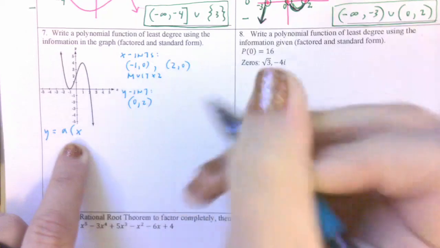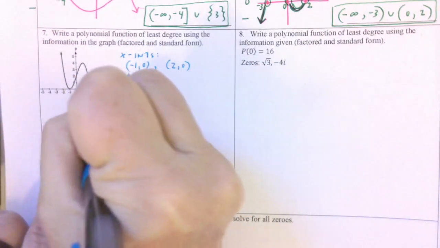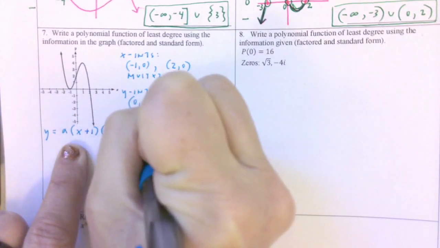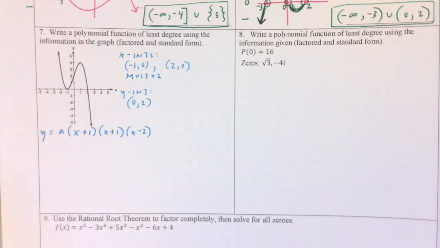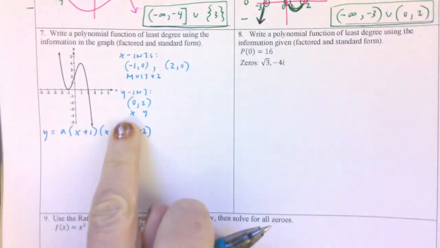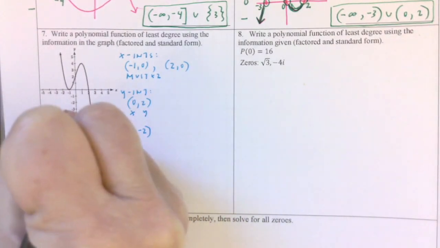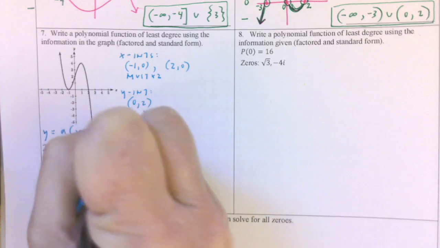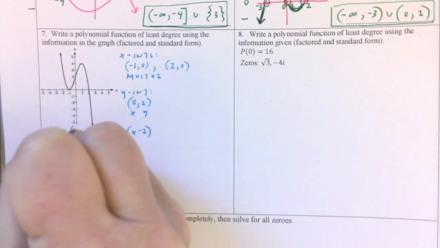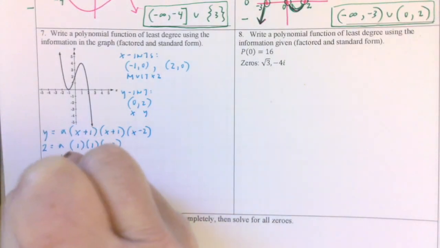Okay, and then if I plug in those solutions as factors, I'd say that that is going to be x plus 1 twice, and then x minus 2. Okay, I need to find a. So I'm using this point, the y-intercept, when x is 0, y is 2, to find the a. So here's 2 equals a times 1 times 1 times -2. So 2 equals -2a. So it looks like a is simply -1.